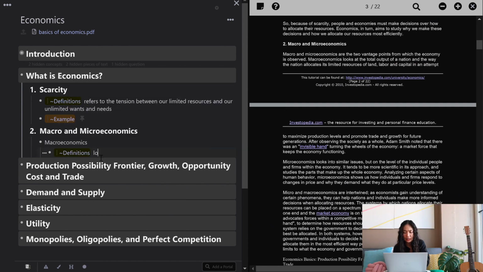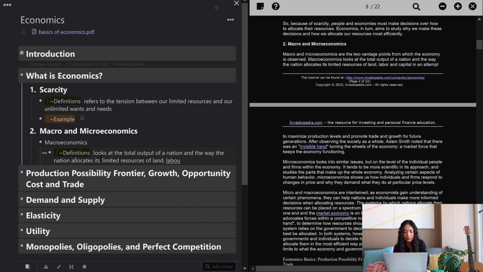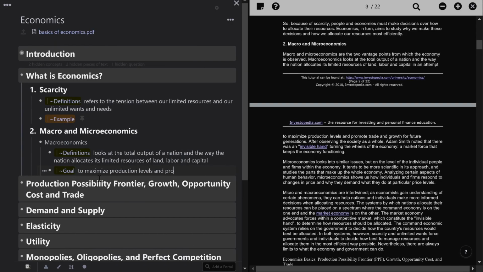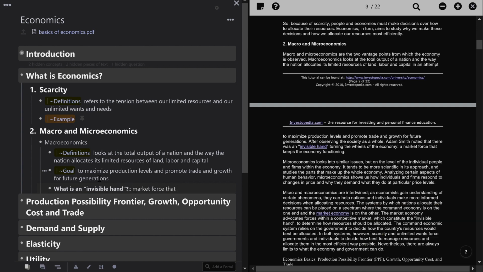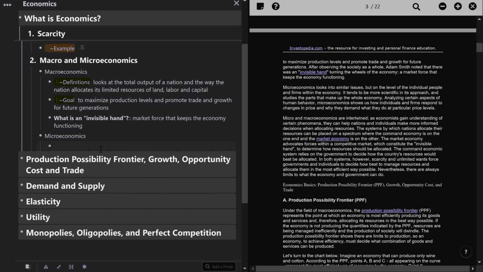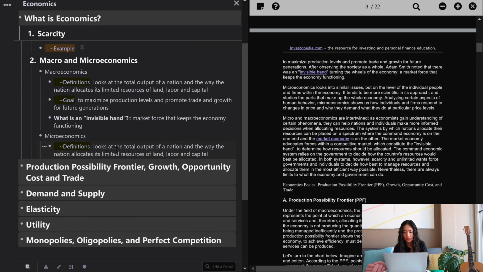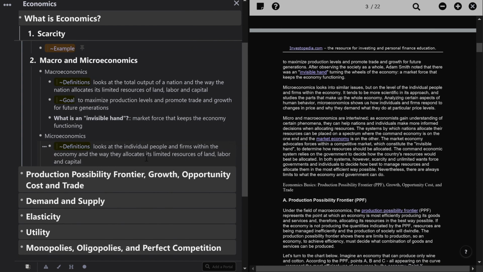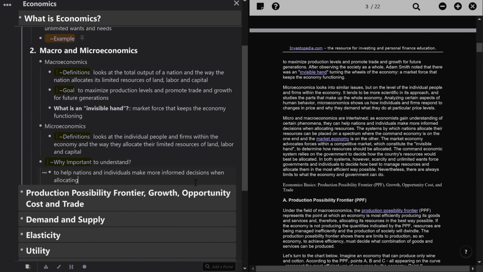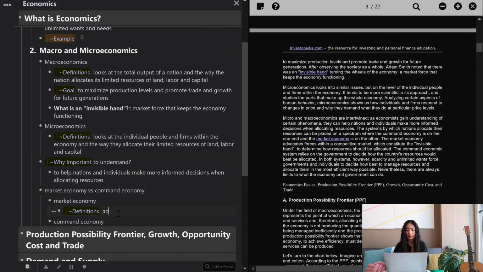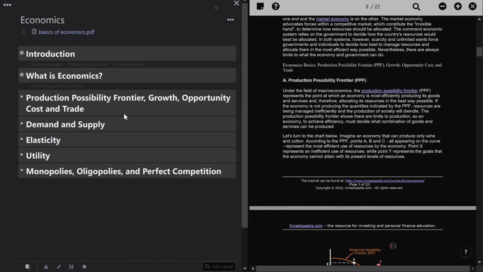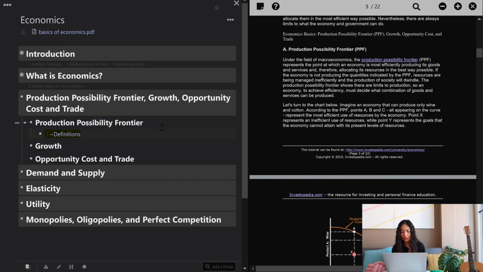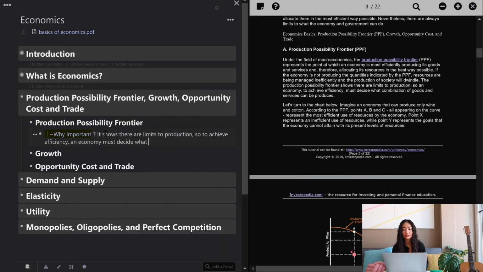Okay, so definition and adding the universal descriptor goal. Another question rem type for invisible hand. Definition. Another definition of market economy and commanding economy. Okay, I'm gonna use the why important universal descriptor here.